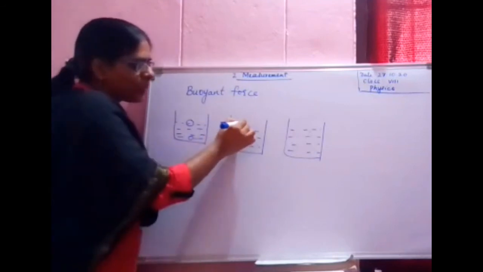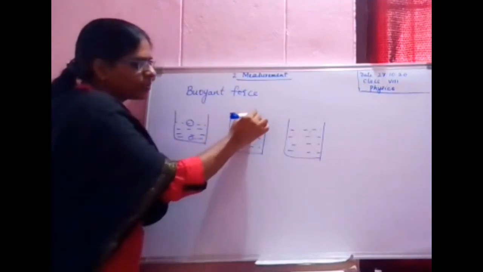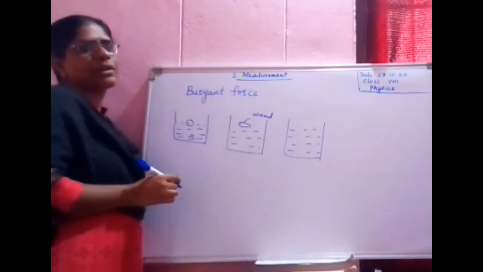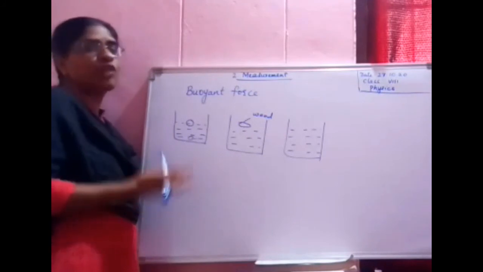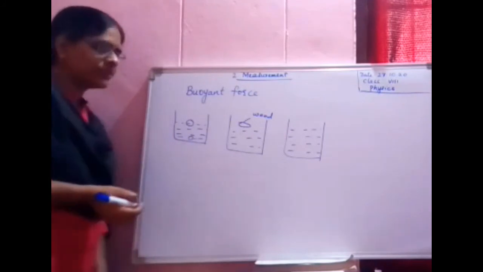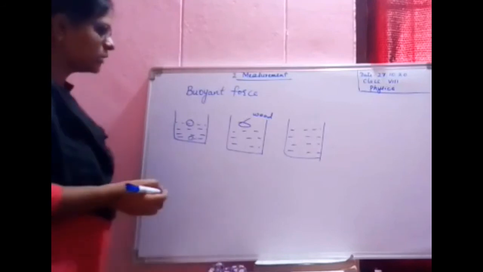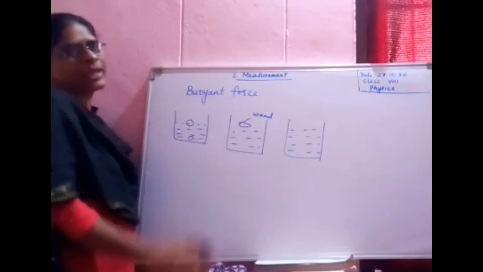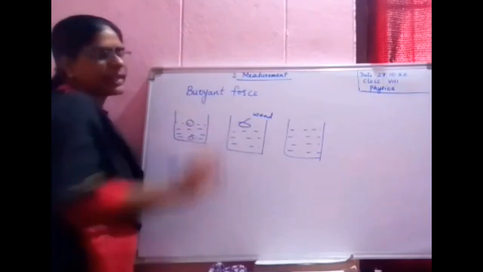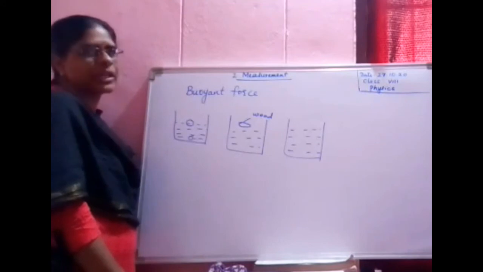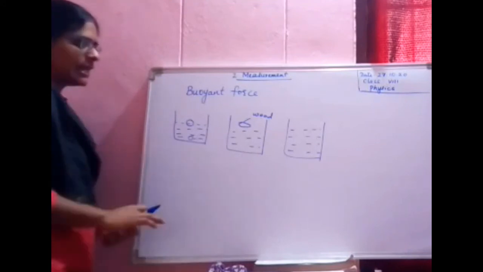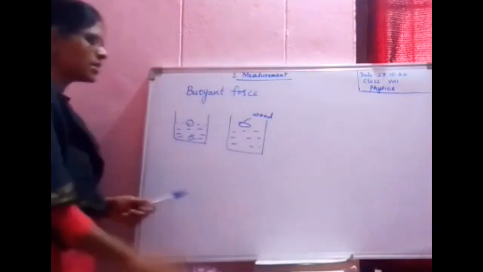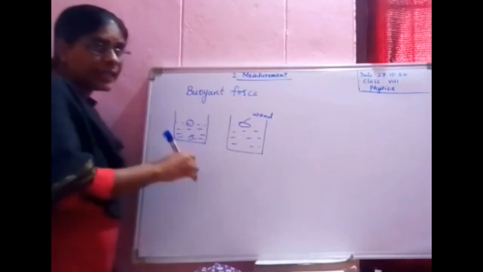I have dropped a wooden block, a small piece of wood. What happens to my wood? It will float. Here, why is a stone sinking, and why is a wooden block floating? Let us take these two examples. First of all, we will understand this.